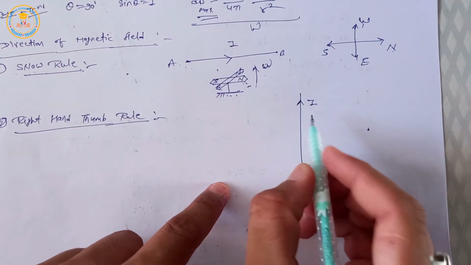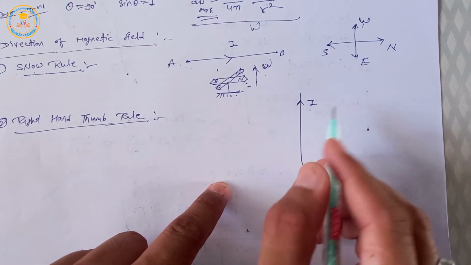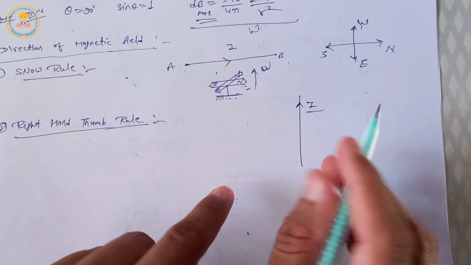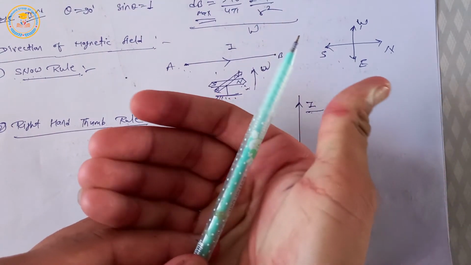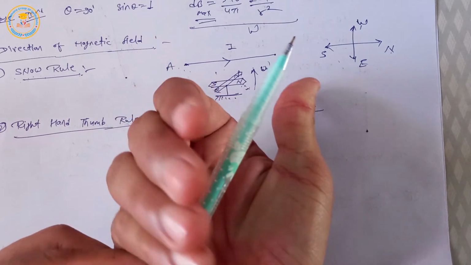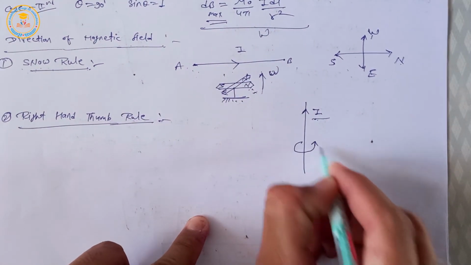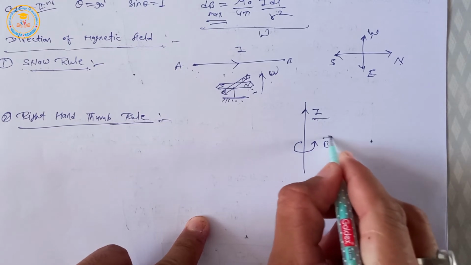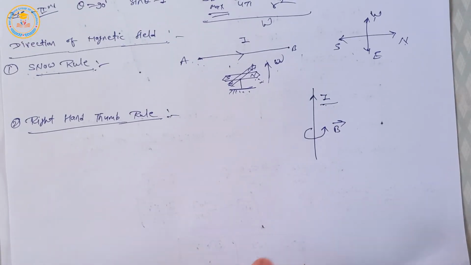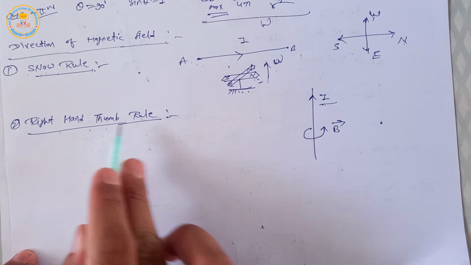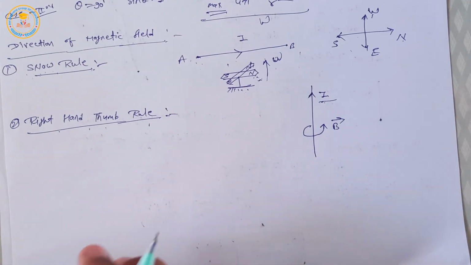Okay, so this is the magnetic field, this is the direction of current. Then in this situation the direction of magnetic field is in this curved direction. It means this is the direction of a magnetic field. Okay, this is the right hand thumb rule for straight wires.